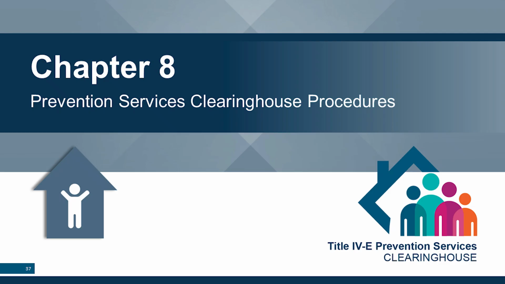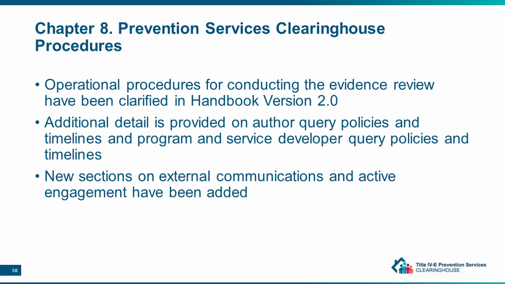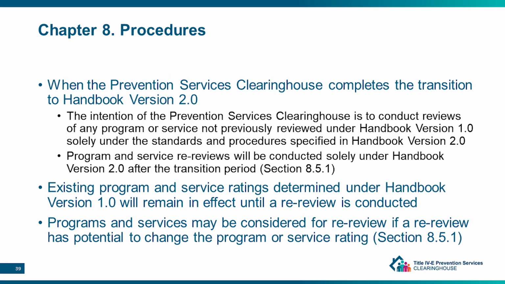Chapter 8, Prevention Services Clearinghouse Procedures. In Chapter 8, Prevention Services Clearinghouse Procedures, operational procedures for conducting the evidence review have been clarified in Handbook version 2.0. Additional details provided on author query policies and timelines and program and service developer query policies and timelines, and new sections on external communications and active engagement have been added. Additional revisions to the procedures described in Chapter 8 include the following.